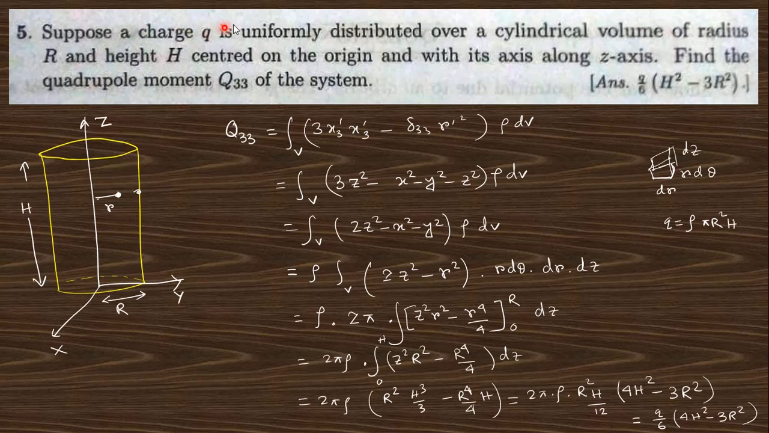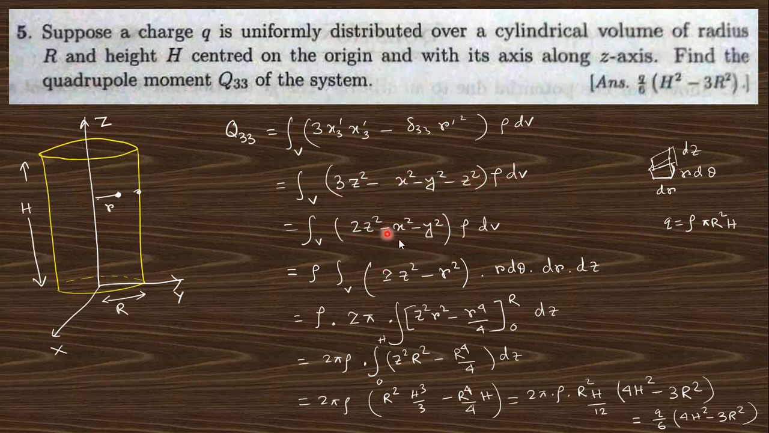Suppose a charge q is uniformly distributed over a cylindrical volume of radius R and height h. So this is the height and this is the radius R, with the center at the origin and the axis along z. Find the quadrupole moment Q33 of this system. If you want to find Q33, this is equal to the integral of 3z square minus r square, which gives 2z square minus x square minus y square, times rho dV.